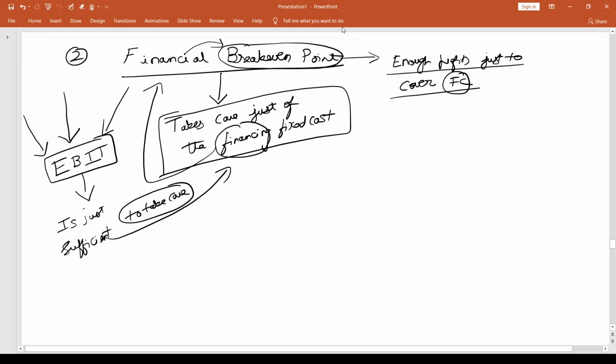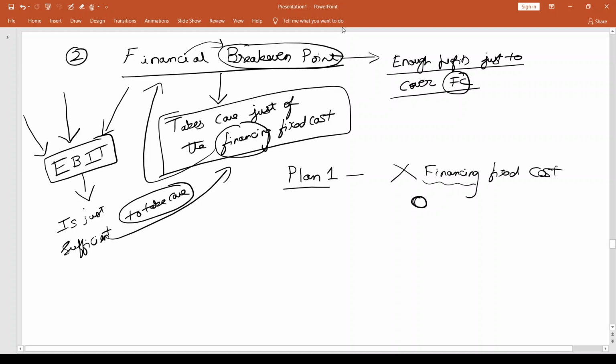Now, if I take plan 1, there is no financing fixed cost at all, because in plan 1 there is no debt. Debt has a fixed financing cost, but in plan 1 there is no debt at all, so there is no fixed cost. So if I need operating profits just to take care of my financing fixed cost, then I actually don't need anything, because I don't have any financing fixed cost.